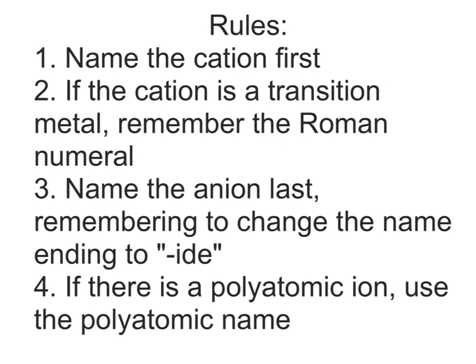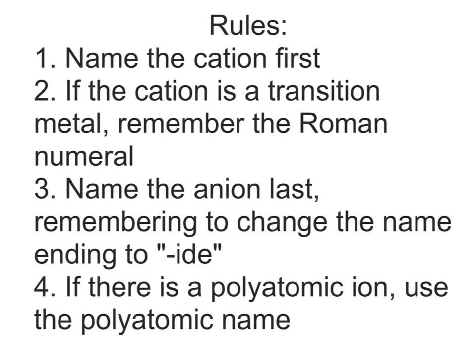There are some rules we need to follow when we are naming ionic compounds. The first is that we want to name the cation first. The cation is always the first element in the compound, and so that's the first part of the name. You do want to remember that if the cation is a transition metal that has more than one type of charge, like copper or iron, you want to remember the Roman numeral in the name.